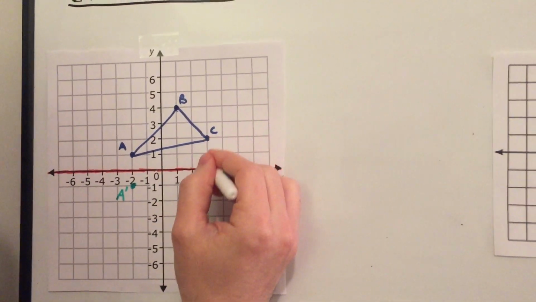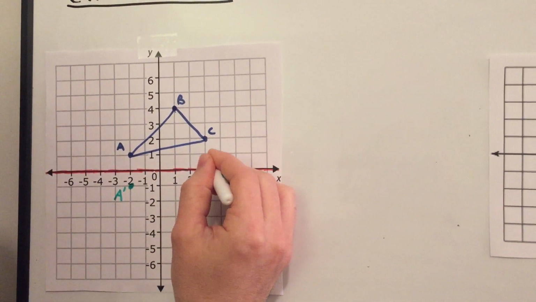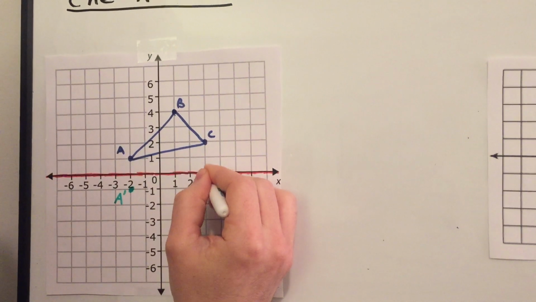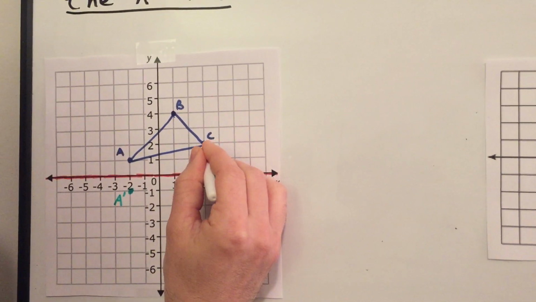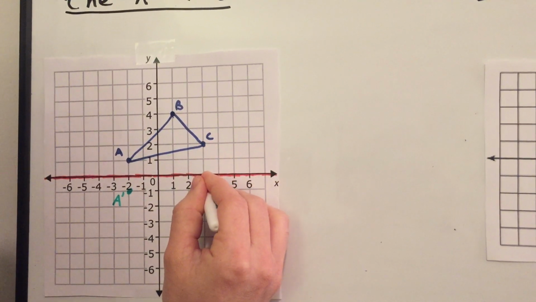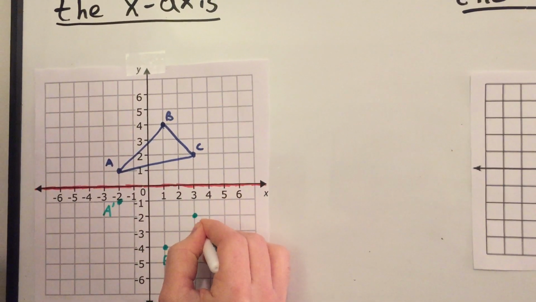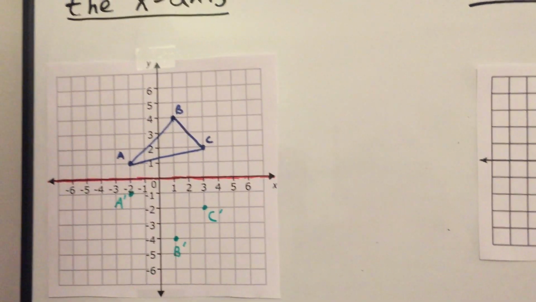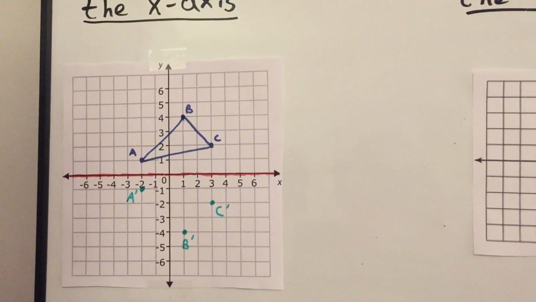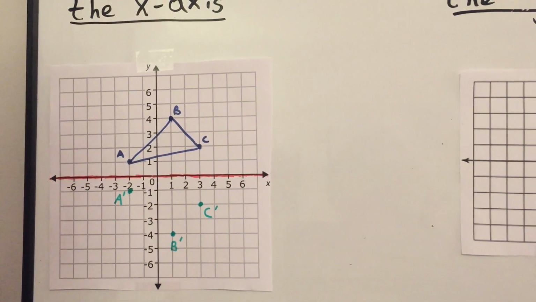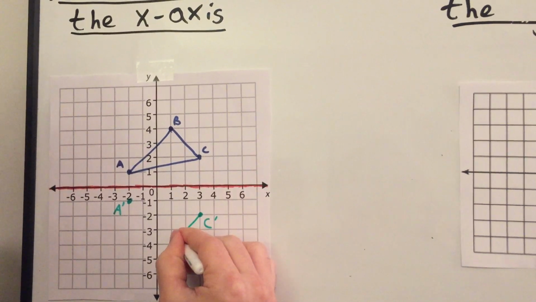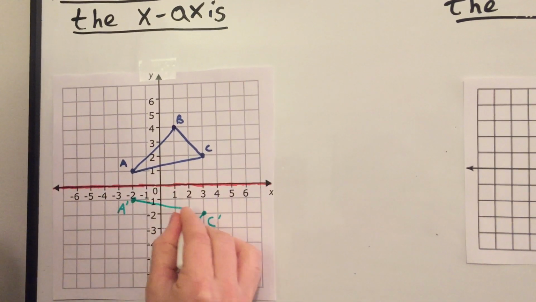And last, we have C. C is currently located above 3 on the x-axis, and that is 2 units above. So we're going to go back and go 2 units the other way and put C prime. We got all of our points situated. They're all looking good. All I've got to do now is connect the dots.